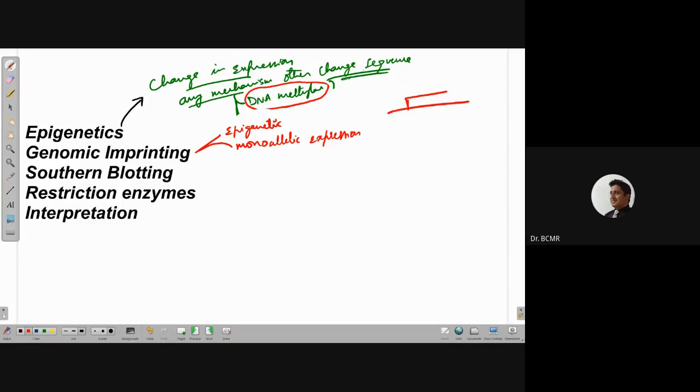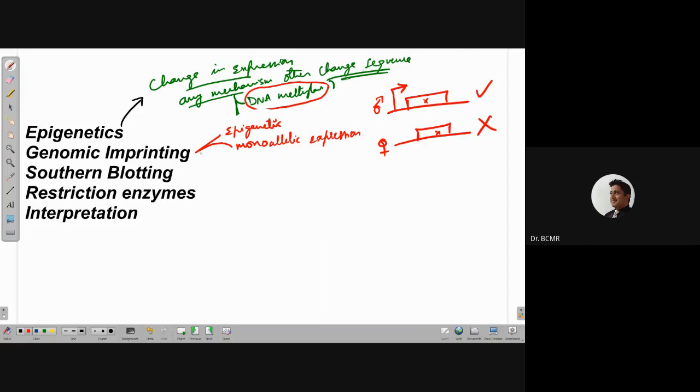If you have a gene X and a gene Y, and assume this is gene X also, one is from the paternal allele. We have inherited this gene X from the father, and the second one from the mother. If only one is expressed, monoallelic means both should not be expressed. Only one is expressed and the other one is repressed. That is called monoallelic expression.